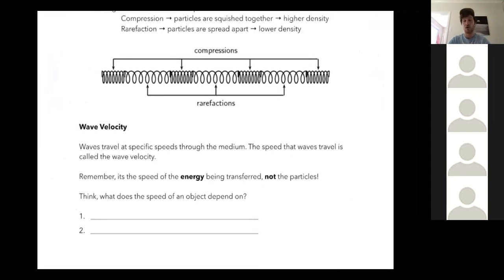So we have waves, we have energy moving through particles. We want to know how fast that energy is transferred through the medium, right? How fast is this wave moving? And that is called wave velocity. You would have never guessed.